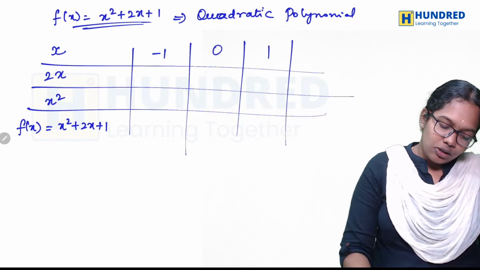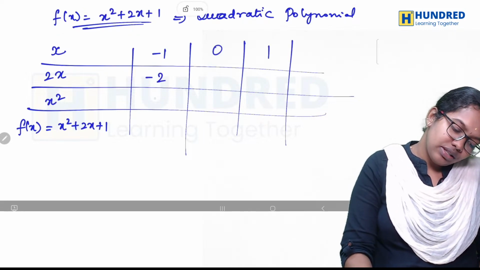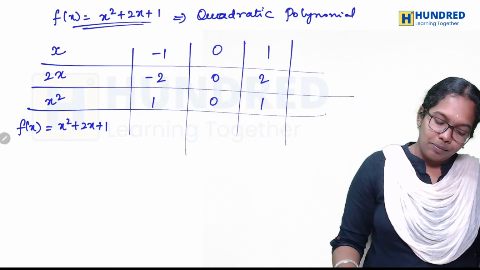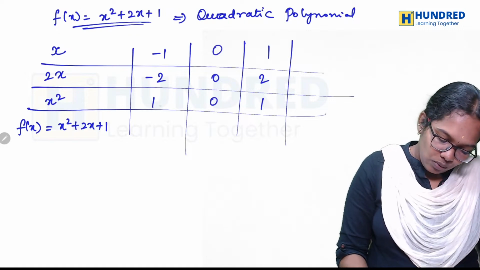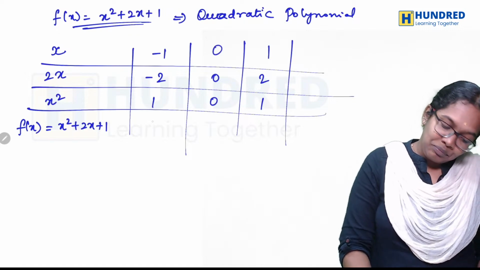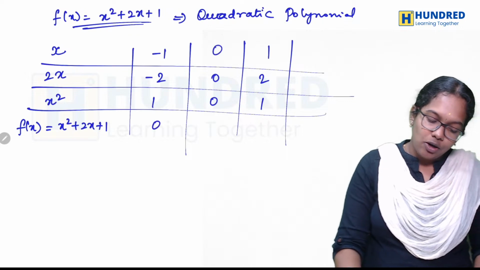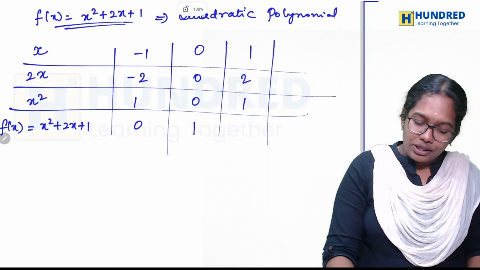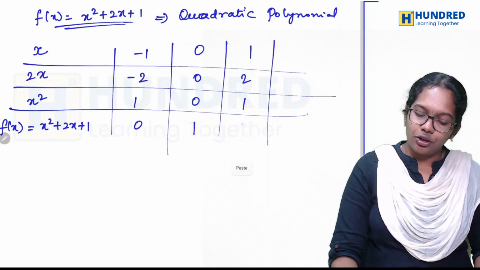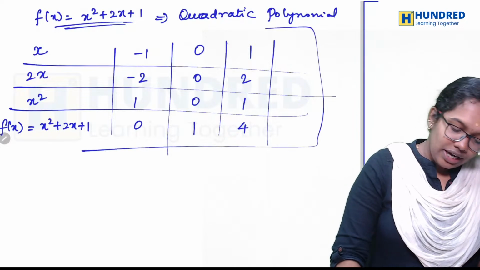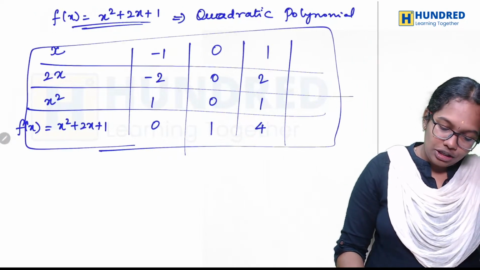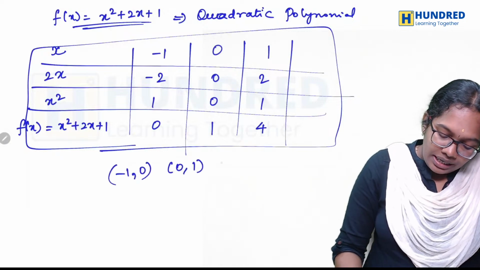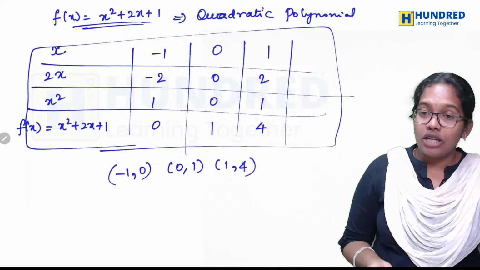Let's take this, okay? If it is minus 1, this is going to be minus 2, this is going to be 1. If it is 0, 0, 0, here it is going to be 2 and here is going to be 1. Then on adding, you will be getting minus 2 plus 1 plus 1, which is 0. Then here it is 0 plus 1, which is 1. Here it is 2 plus 1 again, which is going to be 4, okay? So the points that need to be plotted are minus 1, 0, then 0, 1 and 1, 4. Let's plot these points, okay?